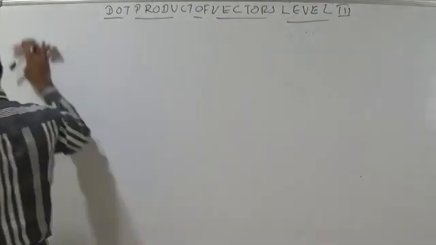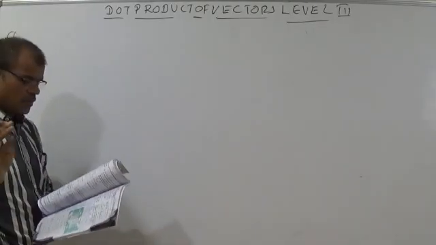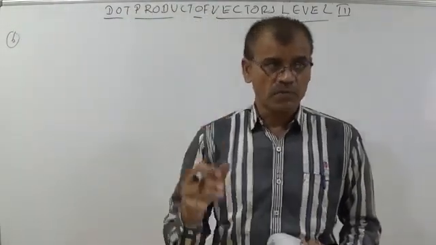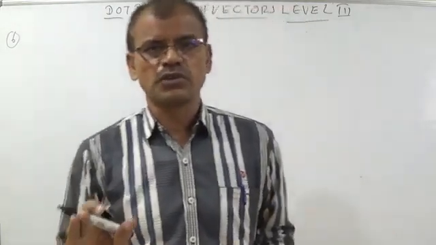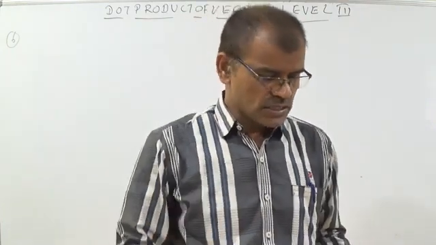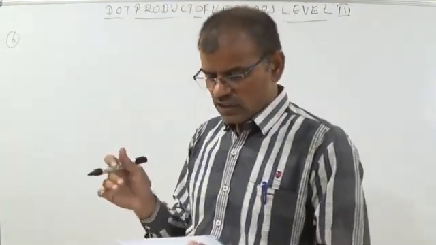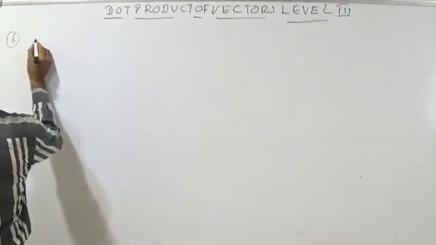Next, let us discuss the sixth question. Let a bar, b bar, c bar be given 3 vectors. A vector in the plane of b bar and c bar. Whenever he says a vector in the plane of b bar and c bar, we should understand that the 3 vectors are coplanar, lying in the same plane, whose projection on a bar is of magnitude. So the magnitude of projection he is asking.